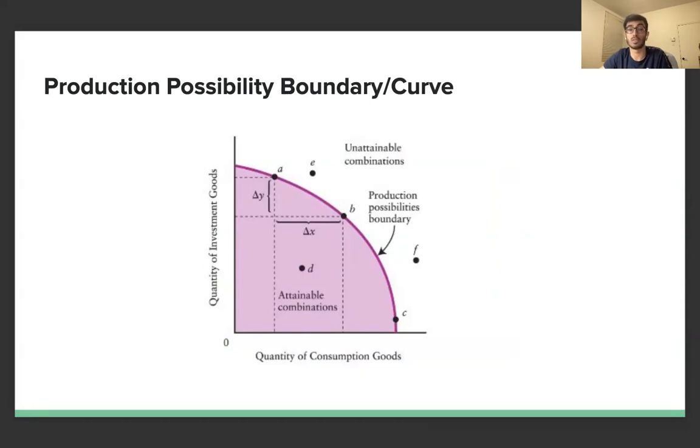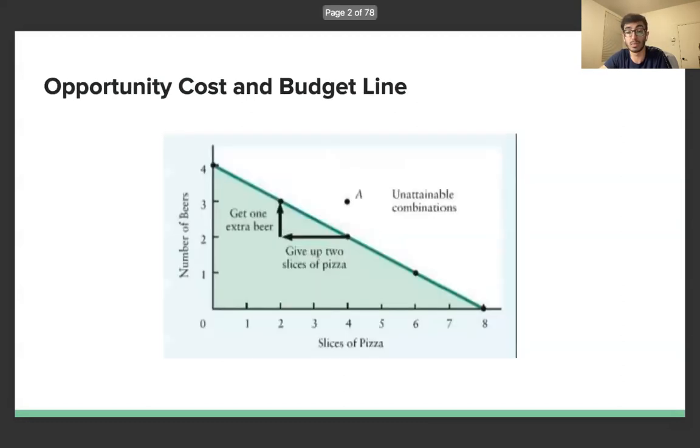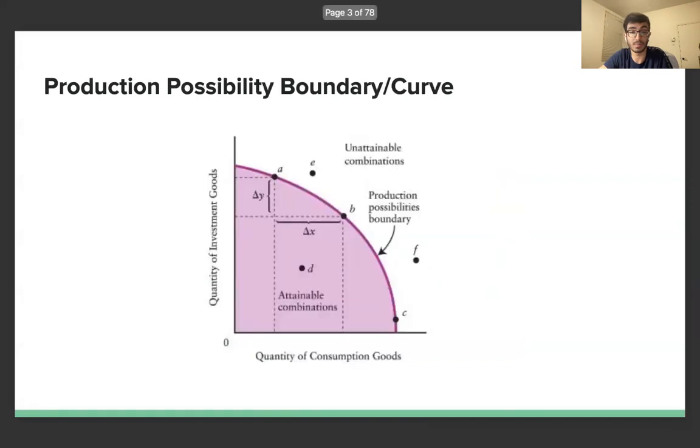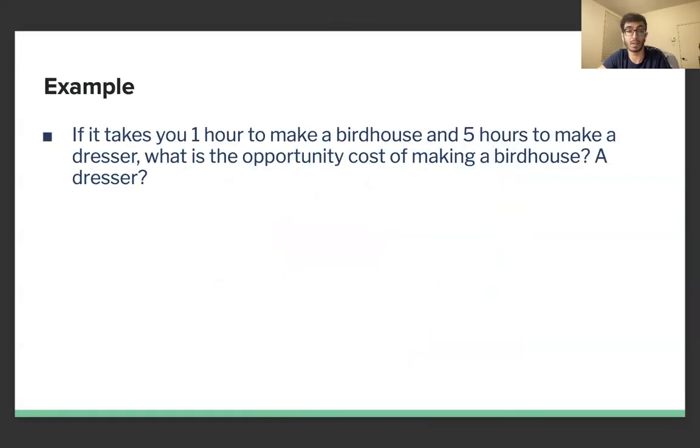And then we come to production possibility boundary or production possibility curve. It's just a set of possible combinations that an economy can produce between two goods. So any point under this curve in the shaded region is also an attainable combination, but any point outside this curve is an unattainable combination for the economy. And similarly for the budget line, any point outside the budget line, such as point A, is an unattainable combination for a consumer.